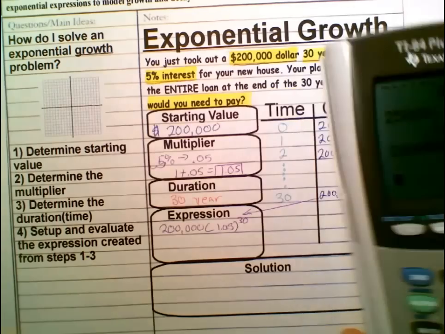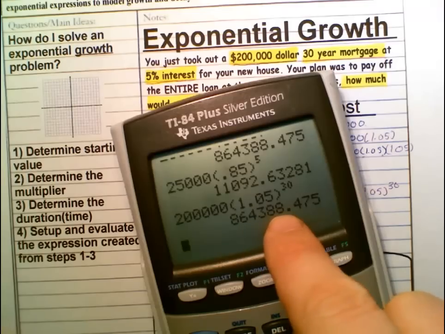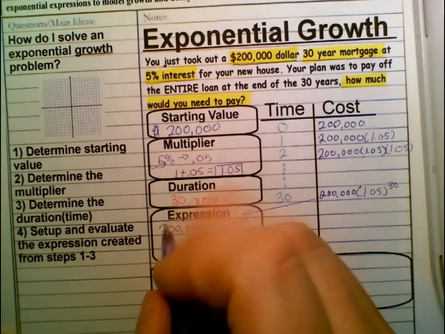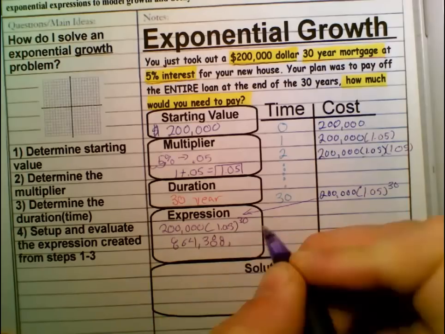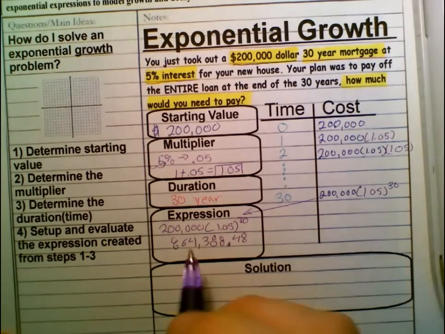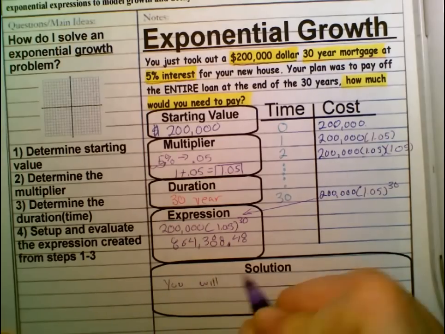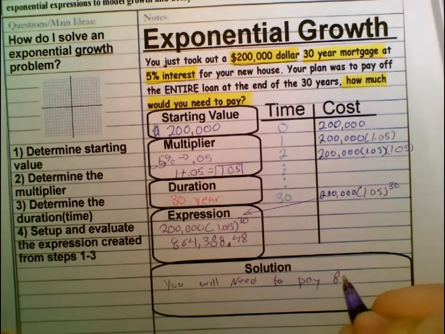That turns, holy cow. Okay, so if you can see that, how much you're going to pay in 30 years is $864,388.48, give or take. That is a lot of money. So this turns out to be $864,388.48. So your solution to this is, how much will you need to pay? Well, you will need to pay $864,388.48.